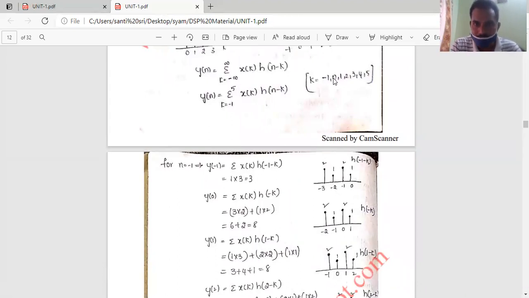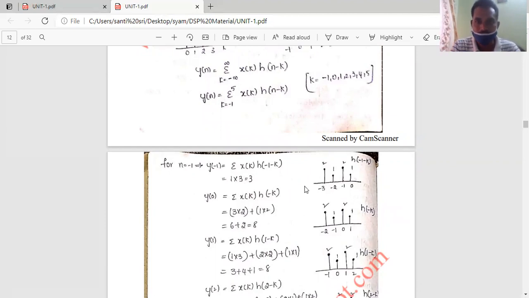So if n is 0, y of 0 is the sum of x of k into h of 0 minus k, that is h of minus k. So draw the graph for h of minus k, by using the straightforward method only. Like that we will get the y of 0 value, 6 plus 2 equal to 8.